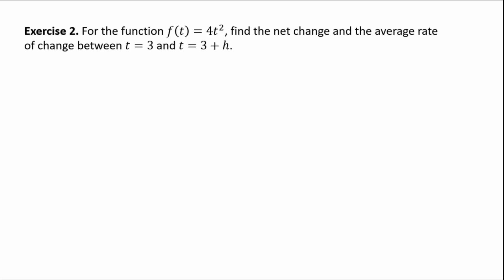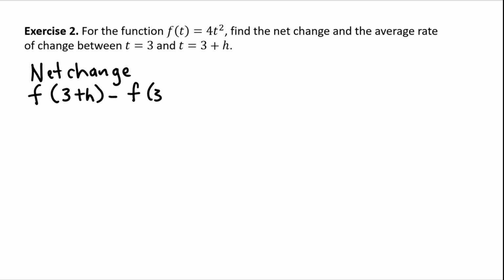For the function f of x equals 4t squared, find the net change and the average rate of change between t equals 0 and t equals 3 plus h. The net change is the difference between where you start and where you end. So we would say that net change, when we're solving for this, is your ending value, which would be f of 3 plus h, minus the starting value, which was f of 3. Let's compute each of those values.